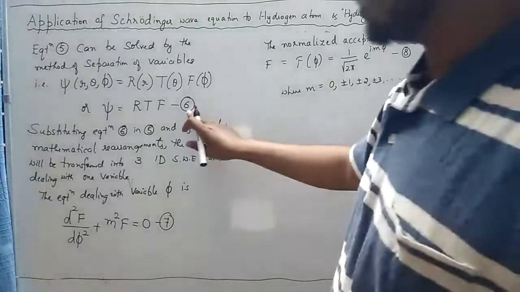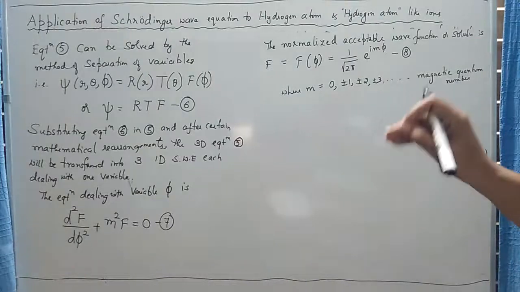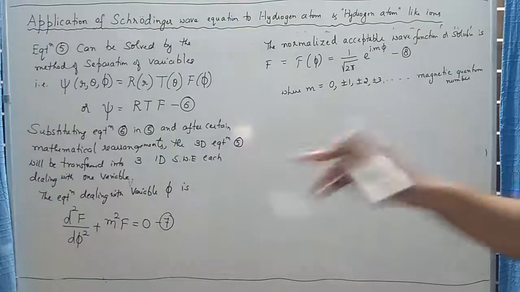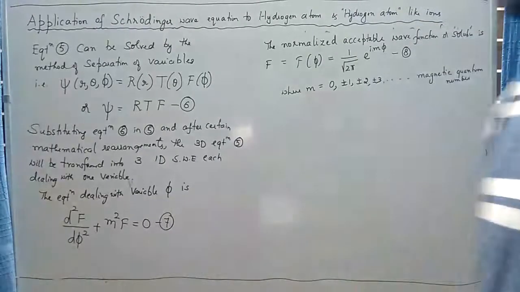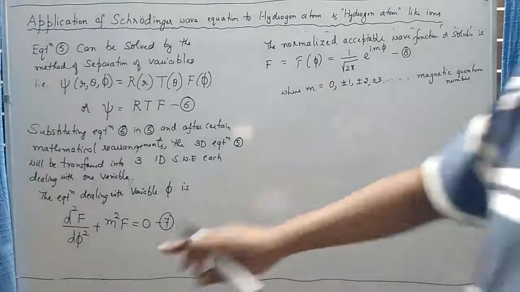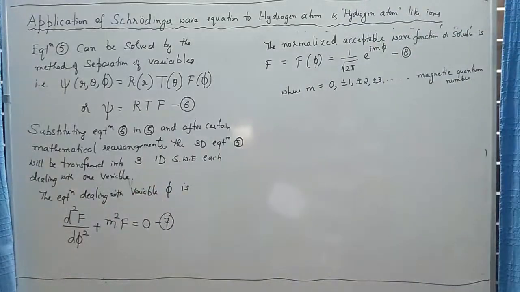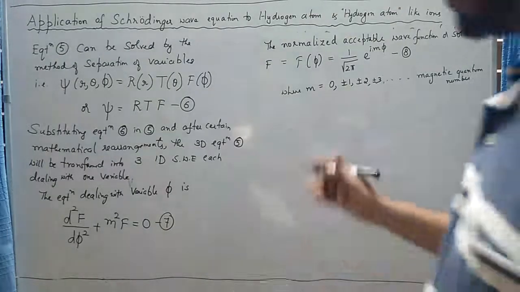Similarly, when you apply equation number 6 into equation number 5, as I already told you, you get three separate differential equations. One equation dealing with variable phi. The second equation is an equation that deals with variable theta, and remember this equation is almost similar to the equation that we obtained in the rigid rotator model. Now let us write an equation.